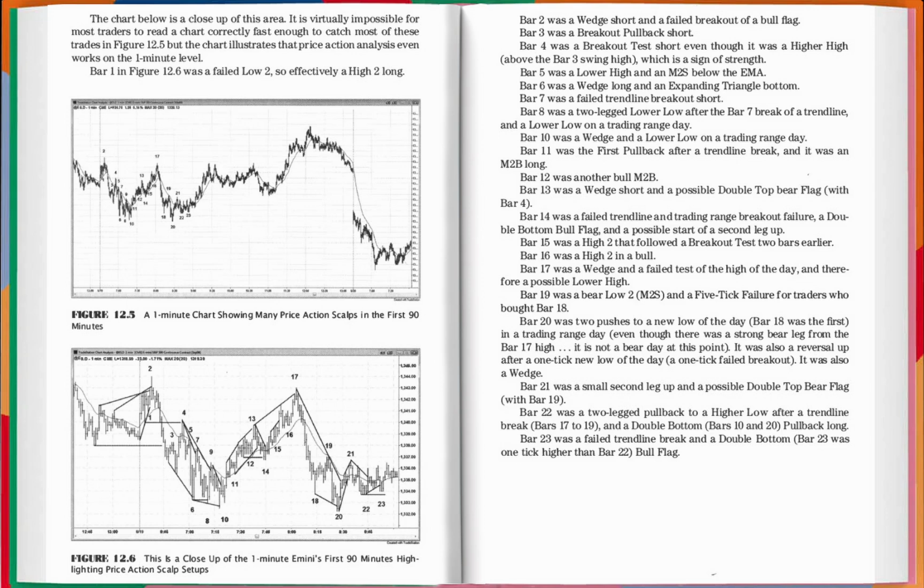Bar 21 was a small second leg up and a possible double top bear flag with bar 19. Bar 22 was a 2-legged pullback to a higher low after a trendline break, bars 17 to 19, and a double bottom, bars 10 and 20, pullback long. Bar 23 was a failed trendline break and a double bottom. Bar 23 was 1 tick higher than bar 22, bull flag.